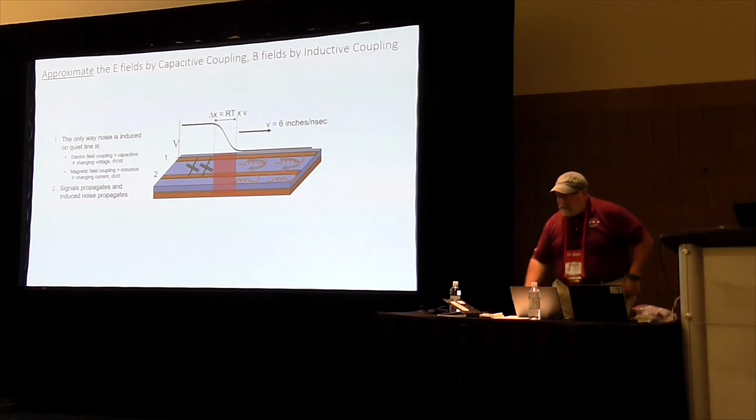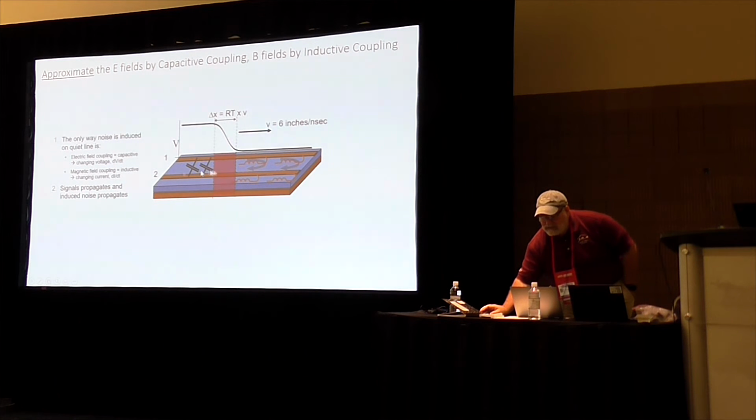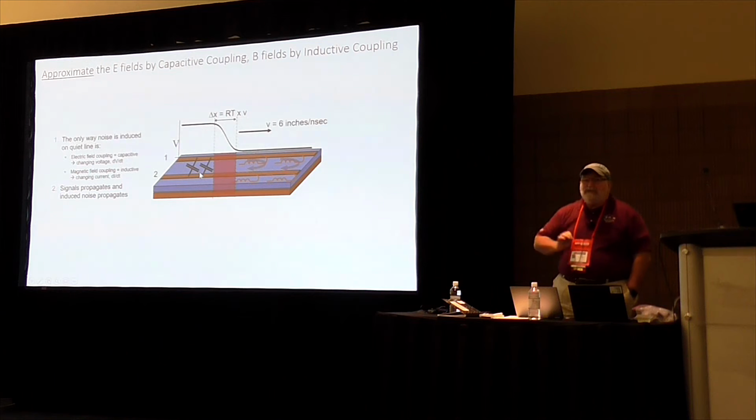And so we're going to get a little bit of noise that propagates in the backward direction, a little bit of capacity coupled noise in the forward direction. And then the edge is going to move along and we're going to get more that's going to go back in one direction, the other direction. Now, it's really hard to visualize that.